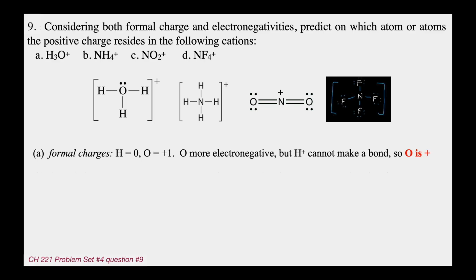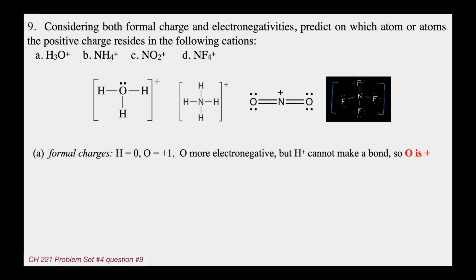So for A, the first one, hydronium, the hydrogen is going to have a 0 formal charge, and oxygen turns out to be positive 1. Remember, formal charge is group number, minus lone pair electrons, minus bonds. So for oxygen, 6 is the group number, minus 2 lone pair electrons, minus 3 bonds, positive 1. So for the first one, the positive charge has to be on the oxygen.